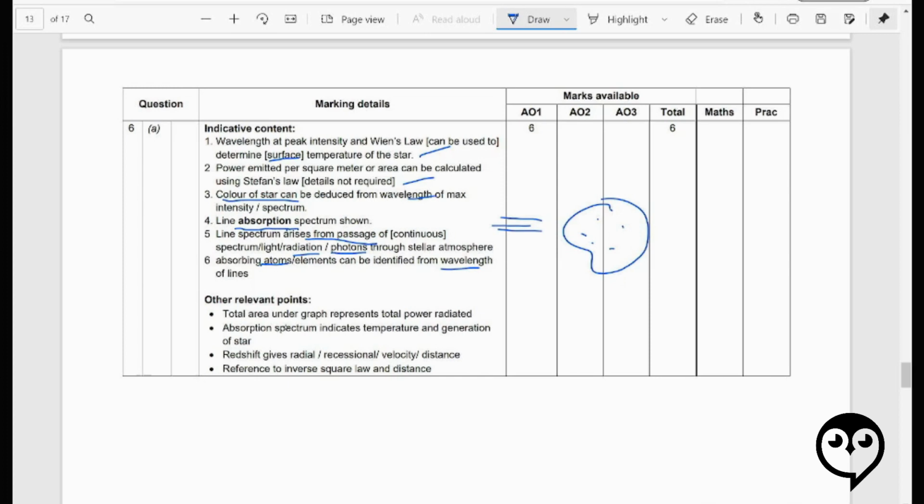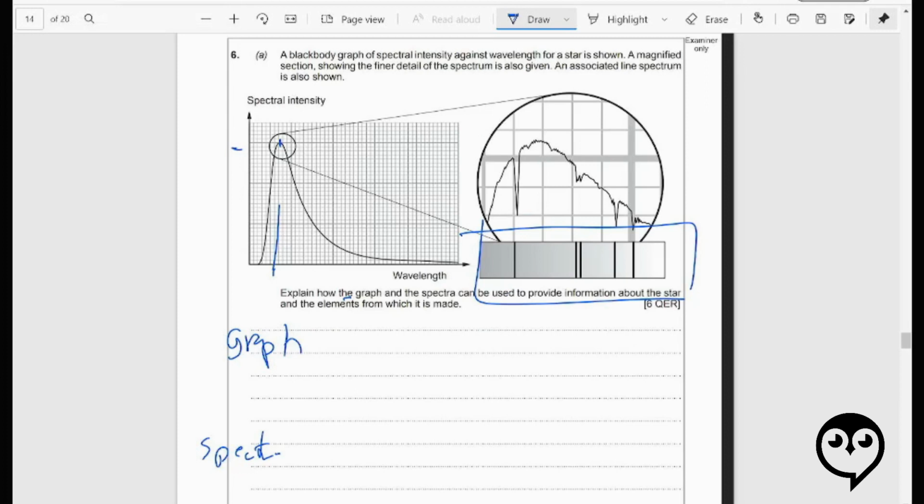Other bits: the total area under the graph represents the total power radiated. The absorption spectra indicate temperature and generation of the star, as we alluded to, what stage it is in. Redshift gives the radial recessional velocity, and the distance, as we said. You could also talk about an inverse square law on the distance. So plenty of things there. I think I covered it all.